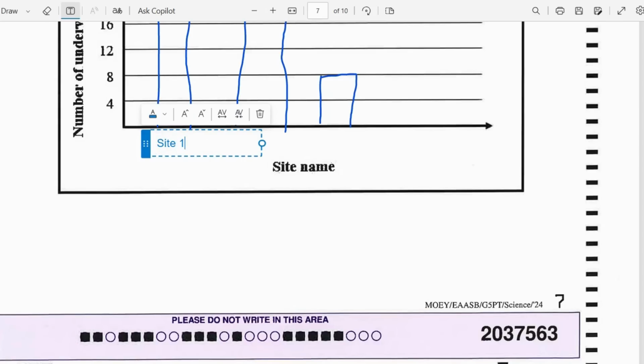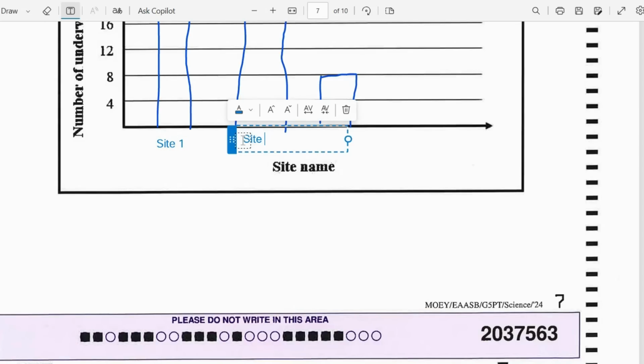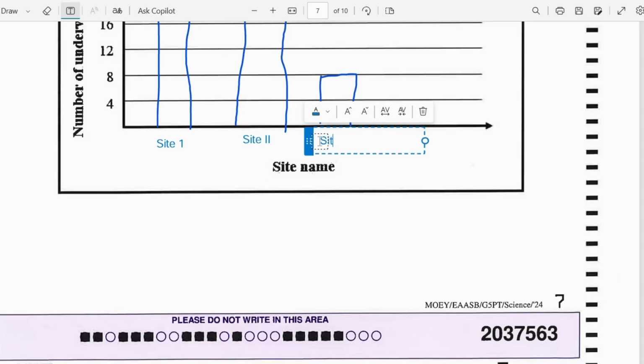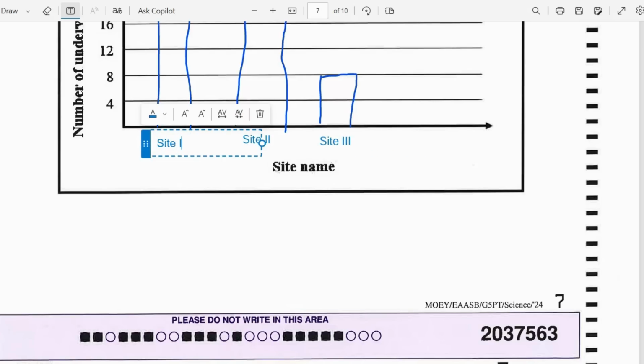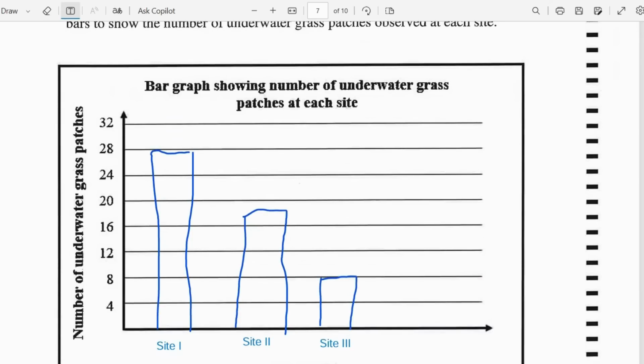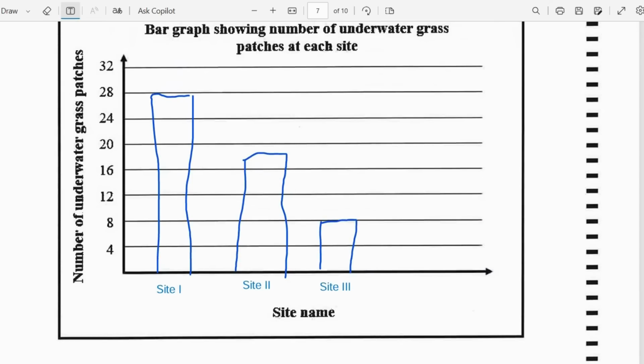Side 1, side 2, and side 3. So that's what your bar graph should look like. And clearly you're going to use your ruler to draw them in the examination.